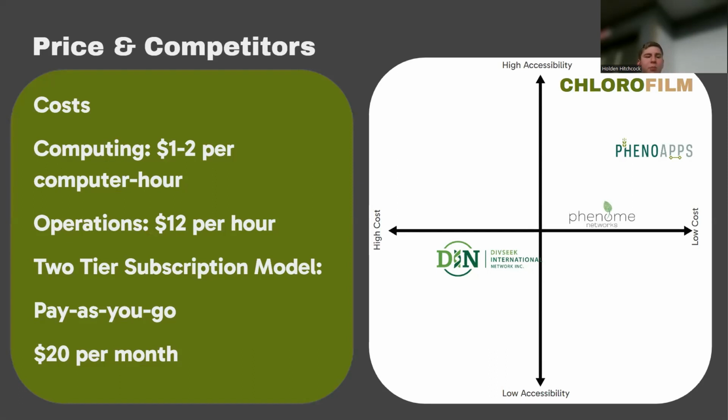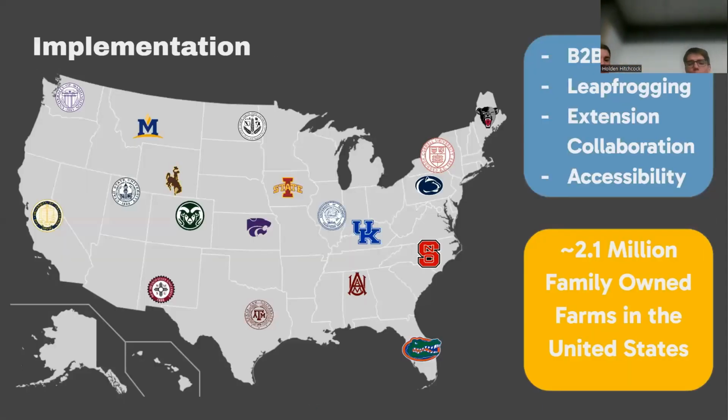To keep the company profitable, we charge $2 per computer hour and an optional $20 subscription for faster processing times. However, this is extremely affordable and saves plant breeders countless hours and dollars. In order to bring our product to market, we will start by collaborating with public breeding programs at American land-grant universities in order to build our data sets.